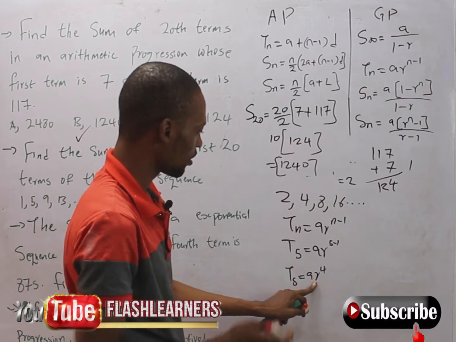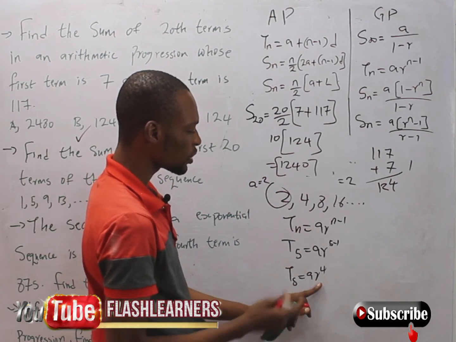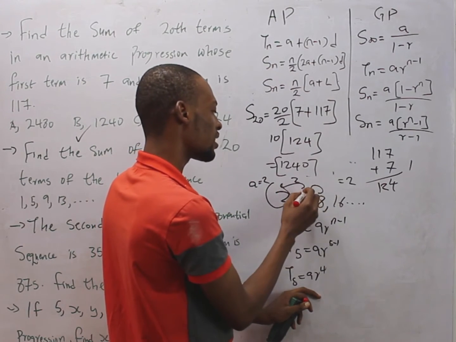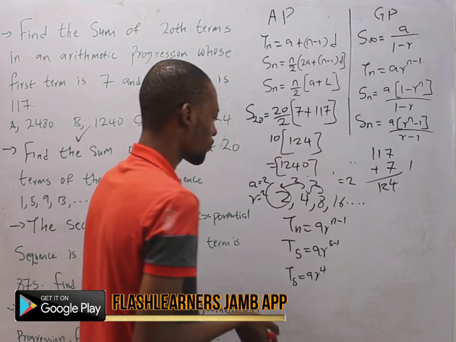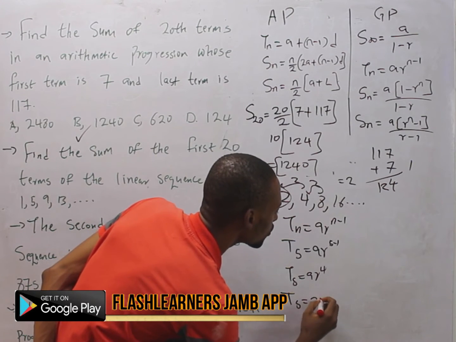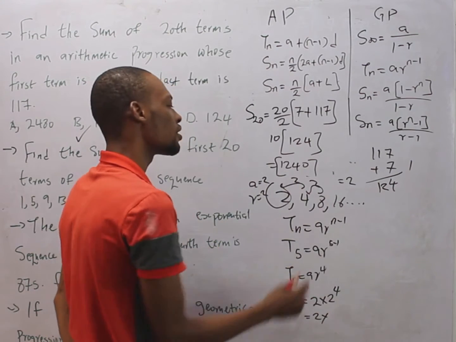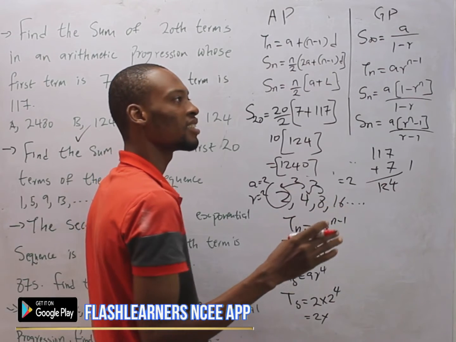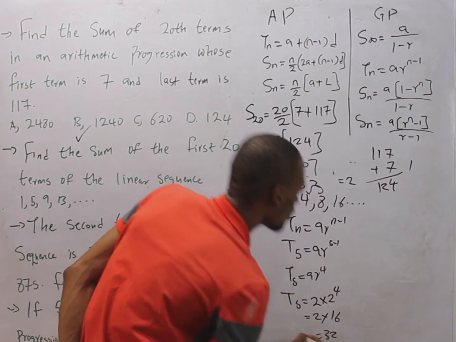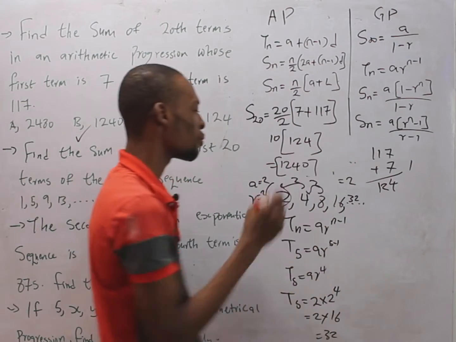That is T5 = ar^4. We are given the first term, a = 2. The common ratio is what you get when you divide the second by the first term, that is 2, or the third by the second term, 2. So r = 2. The fifth term is simply 2 times 2 raised to the power of 4. 2 times 2 is 4, 4 times 2 is 8, 8 times 2 is 16, 2 times 16 equals 32. So 1, 2, 3, 4, here will be 32. That is the fifth number.